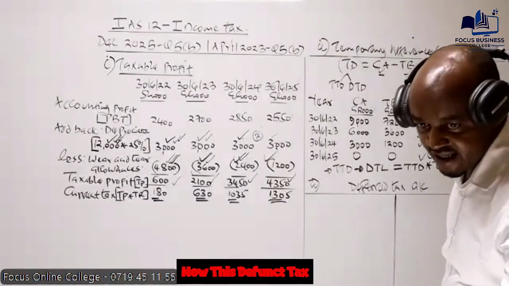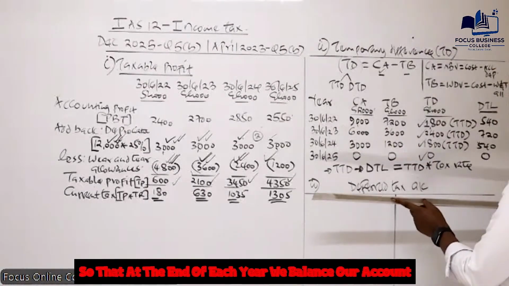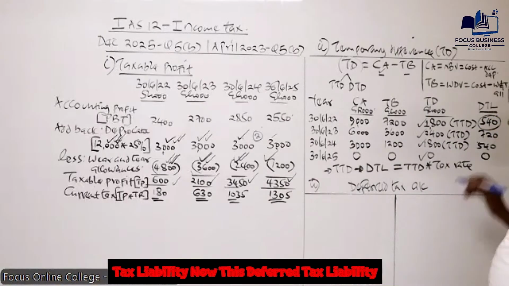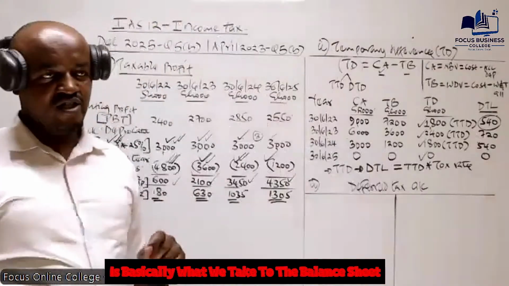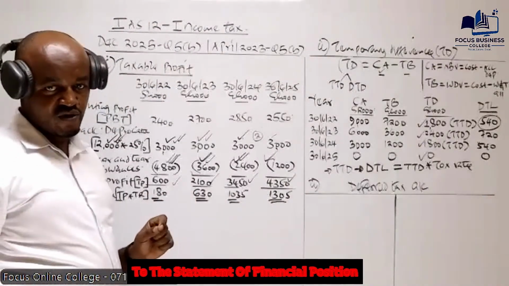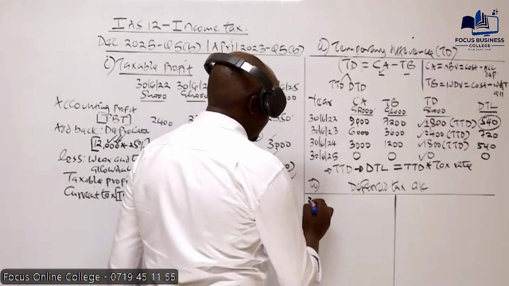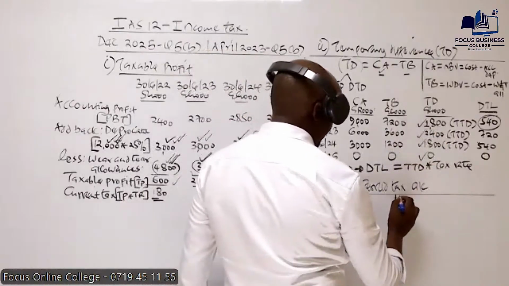Now, this deferred tax account, we prepare it for each year. Remember, you have 4 years here. So at the end of each year, we balance our account. Whatever you have here is the deferred tax liability, which is what we take to the balance sheet, the statement of financial position. So you must be in a position to know where we record this amount of 540.